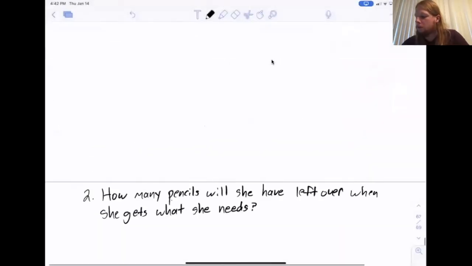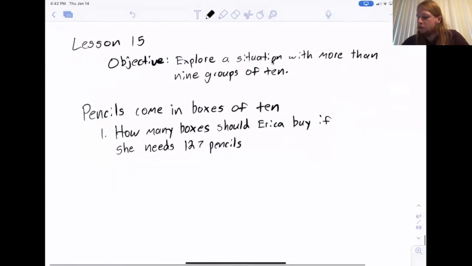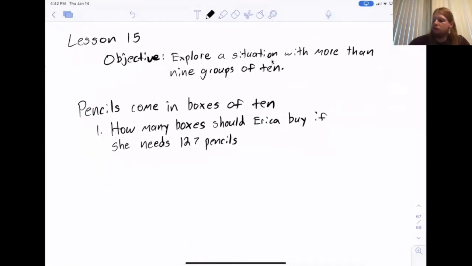All right, we're going to start our lesson 15 now. So lesson 15 is kind of interesting because we're going to be using the knowledge we learned in the last couple lessons to work on a multi-part problem. So our objective is to explore a situation with more than 9 groups of 10. So in order to do that, we're going to be working with some word problems.